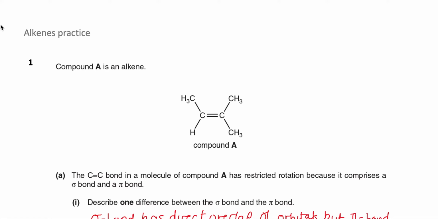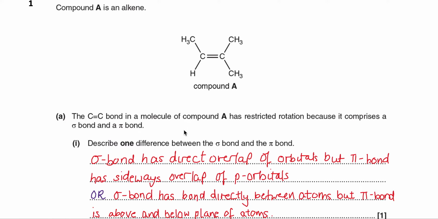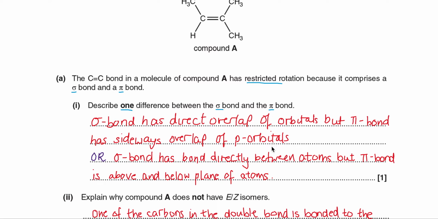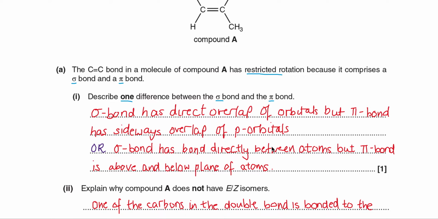Okay, I'm going to go through the answers to these questions. So the first question is talking about alkene E and the fact that alkene E has restricted rotation because it has both a sigma and a pi bond. And then it asks to describe one difference between a sigma and a pi bond. So when you're doing that, you have to mention both the sigma and the pi bond and what the difference is. So I've got two possible answers here because it's a 1-mark question.